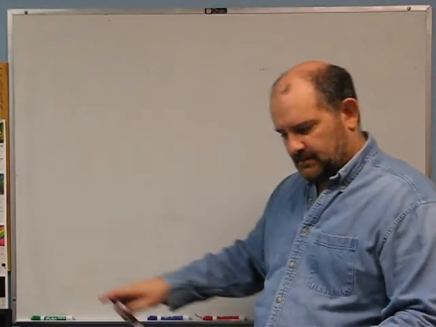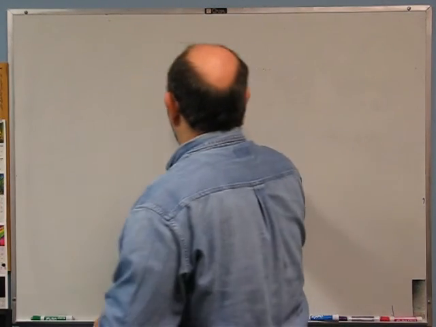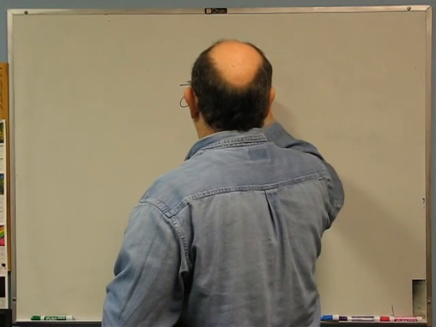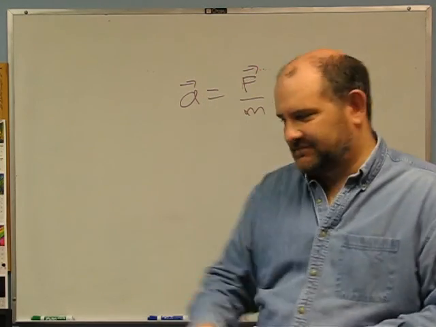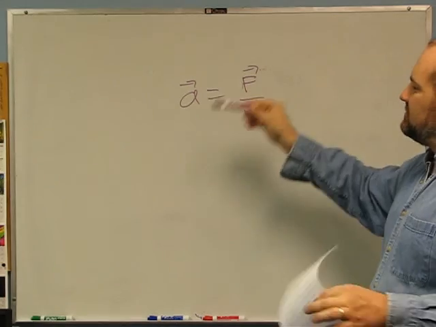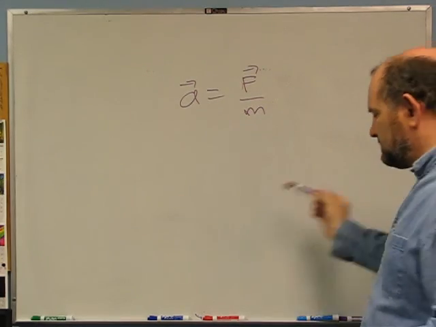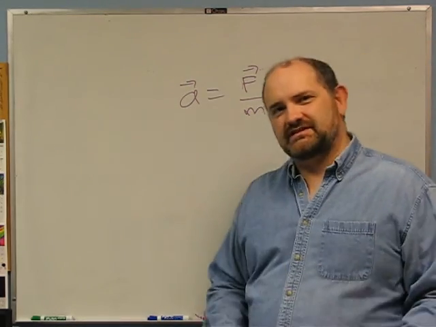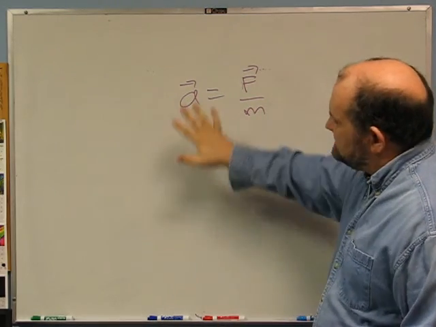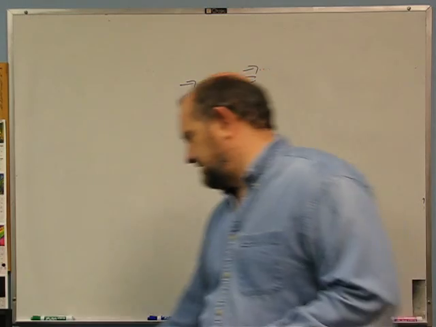F equals MA. Or as I prefer, A equals F over M. I mean, really, there's something to be said for F equals dp/dt, but let's not go there. A equals F over M because the acceleration results from the force. F equals MA suggests that the force results from the acceleration. Mathematically, they're identical, but this, to me, slightly suggests more what really goes on.